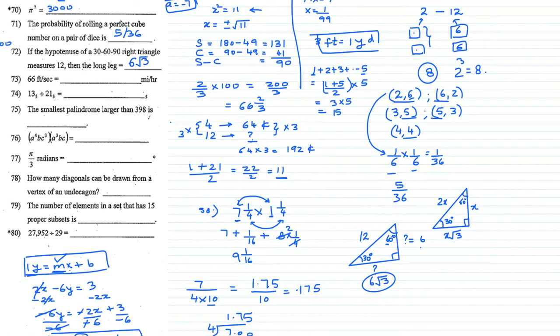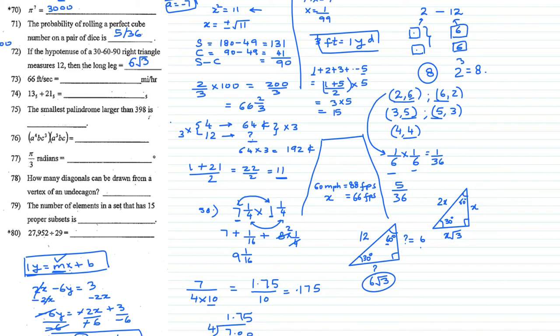Question 73. 66 feet per second is equal to how many miles per hour? So the relationship between feet per second and miles per hour is 60 miles per hour is equal to 88 feet per second. So therefore 66 feet per second is equal to x miles per hour.